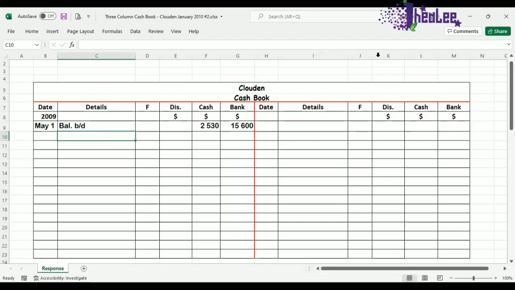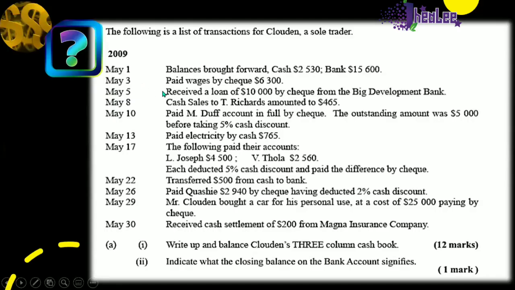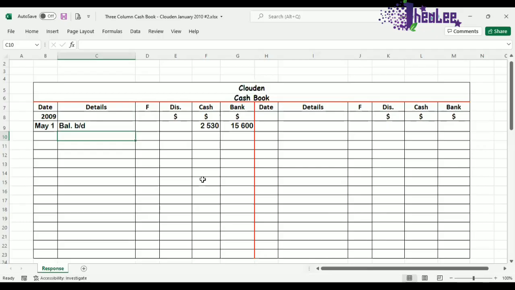Let's move into the next transaction. Paid wages by check 6,300. You are making a payment. Remember, the concept is the debit is used for receipt and the credit is payment. Outside of that, when you receive money, this is an asset to the business, so therefore you're going to debit. And when you make a payment, there's a reduction. So therefore, based on the double entry rule, you are going to credit.